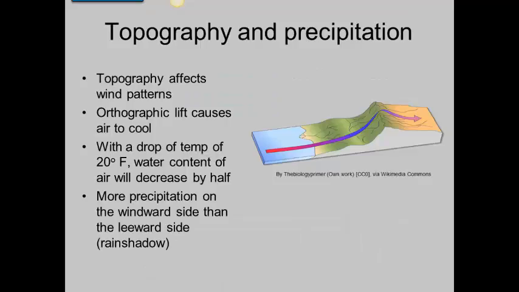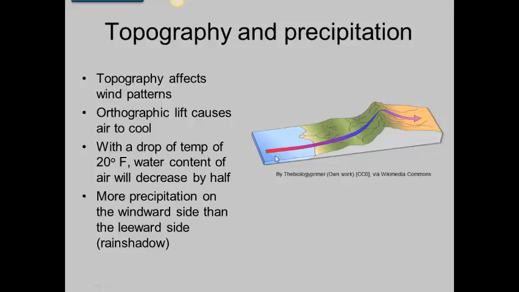Topography also has a huge impact on climate. Topography affects the wind patterns. Specifically, it can cause something called orographic lift, which we see here. And that just means that a big mountain will cause an air mass to rise up in elevation. As that happens, as you know, as we go up in elevation in the troposphere, it gets colder.